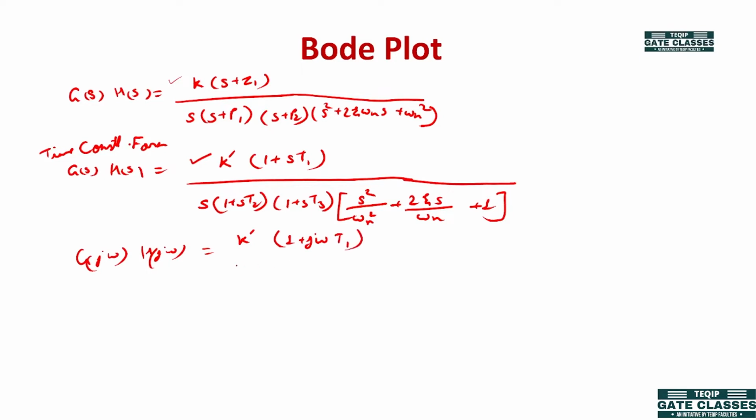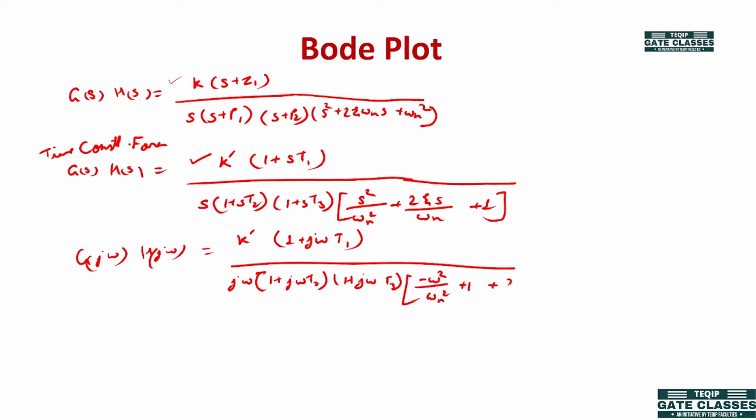So we have j omega (1 plus j omega t2)(1 plus j omega t3) and minus omega square upon omega n square plus 1 plus 2 zeta j omega upon omega n. So we will have the transfer function in this form.